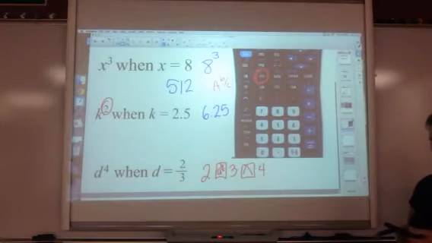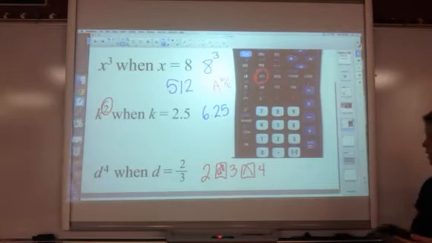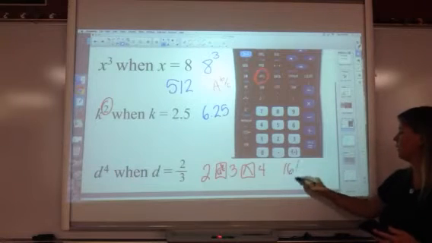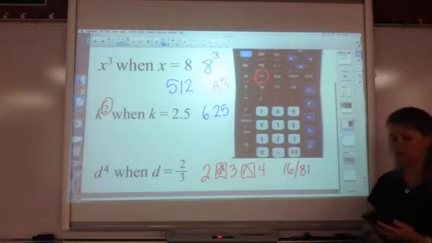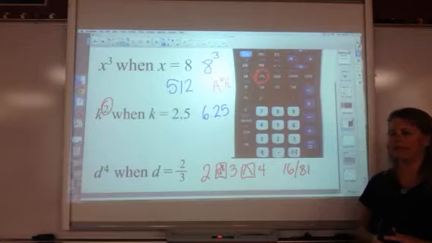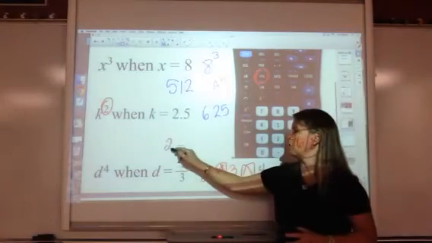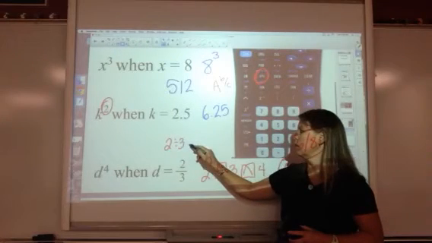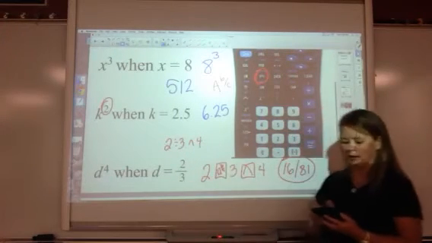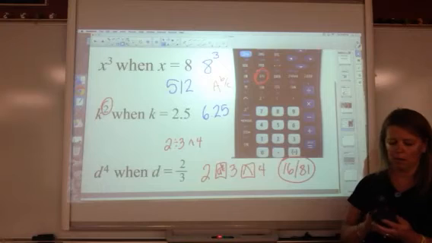2, fraction, 3, power, 4, and then hit equals, all when it's done. Mine automatically gives me a fraction of 16 over 81. That's what we want. We do not want any decimals. If you use 2 divided by 3, power 4, it gives you a decimal, which is not what we're looking for.